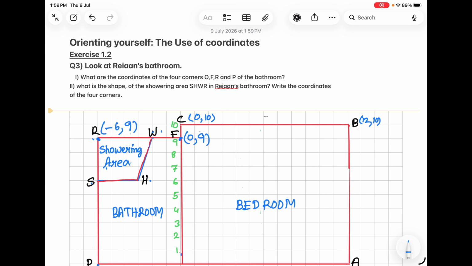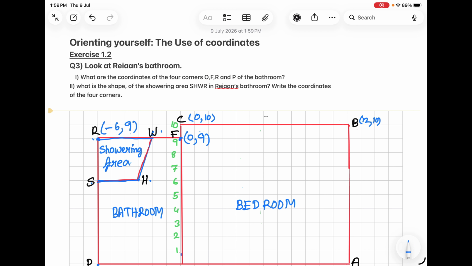Now see, R, W and S, H, these two sides are parallel, and R, S and W, H are non-parallel. So if among four sides, two sides are parallel and the other two opposite sides are non-parallel, this shape is called a trapezium. So what is the shape of the showering area of Rian's bathroom? This is the trapezium.